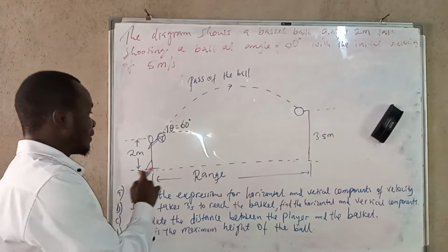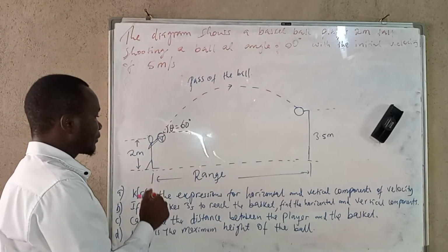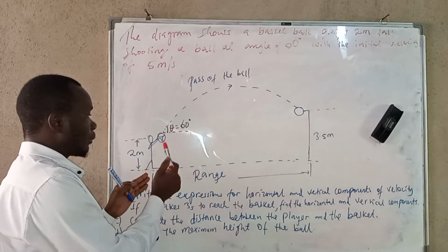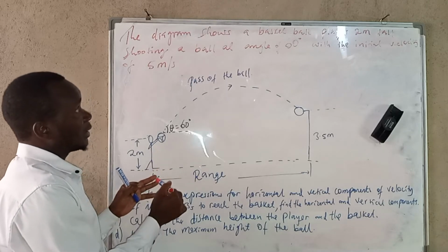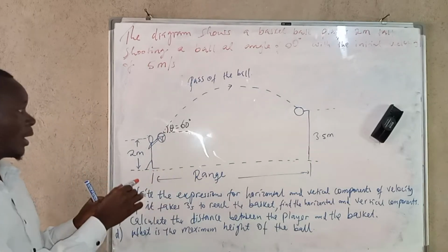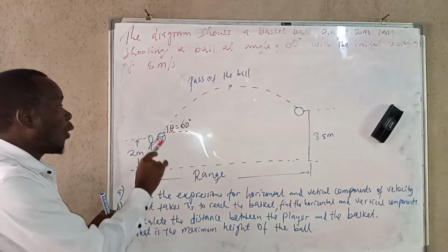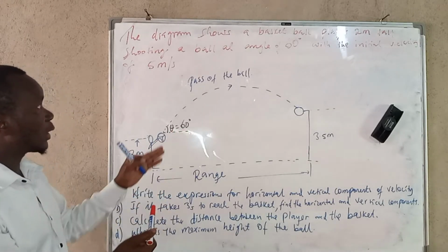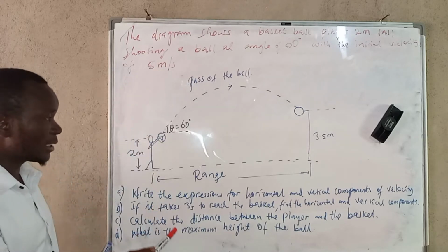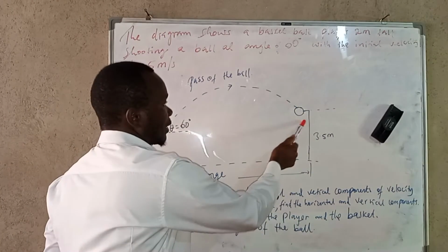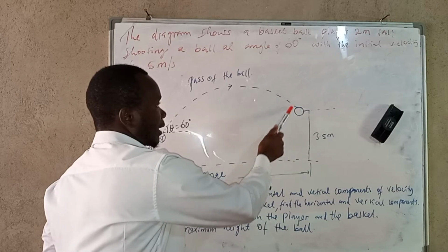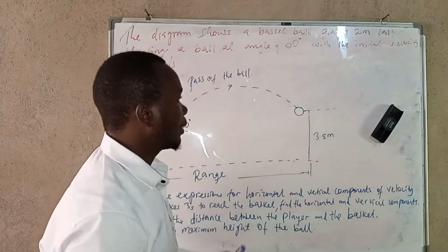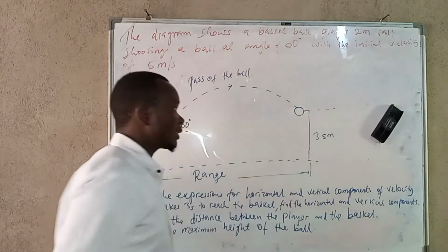Then we have been given this diagram, where this is the man, the basketballer, projecting the ball at 60 degrees while giving it the initial velocity of 5 meters per second, trying to score, so that the ball can go through this hoop, or this basket.